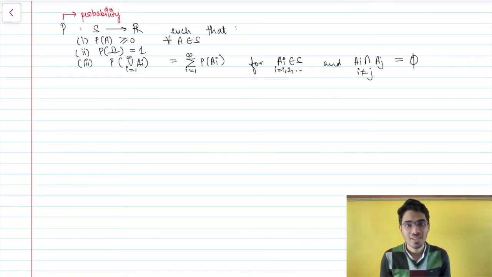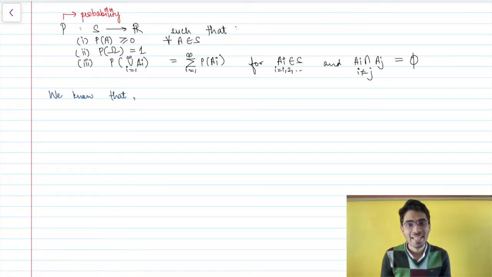Now that we truly understand what probability is and that it is a function from S to R, how do these three axioms get parallel to what we knew in school? Because till now I only knew that P of A should belong to 0 and 1, right?